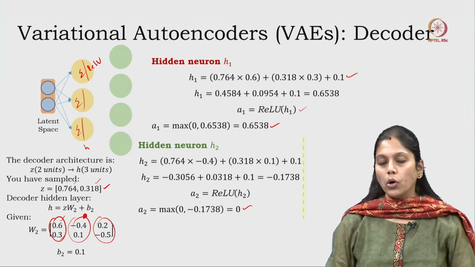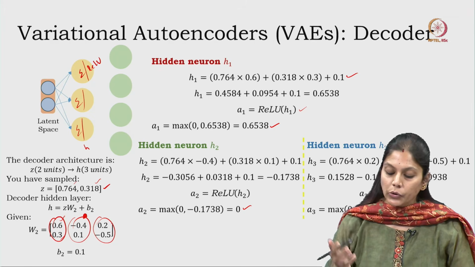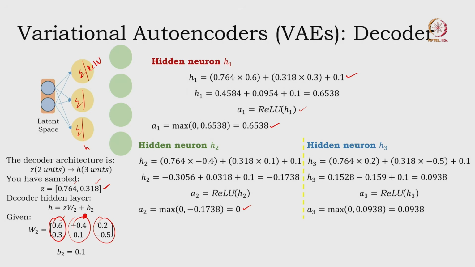In a similar way, we are left with the hidden neuron H3. So here is the calculation for H3. Once again, it is the same process. Take the input getting multiplied with its associated weights 0.2 and minus 0.5. And then there is a bias term 0.1. Perform the calculation, pass it to ReLU, and because it is positive, you have retained it.